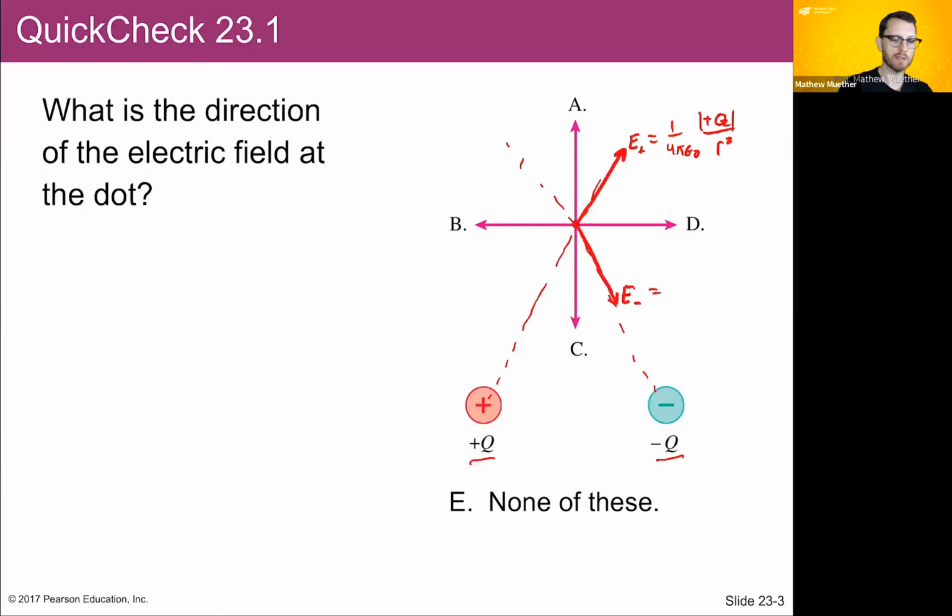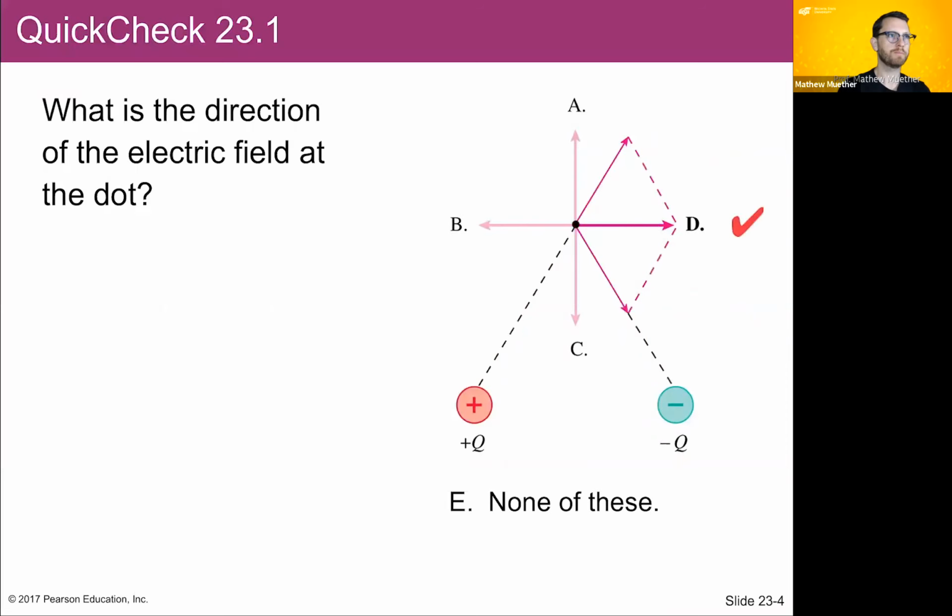This guy is also going to be 1 over 4 pi epsilon naught, magnitude of Q, right? If I just want the magnitude of that thing, divided by r squared, and those r's are the same in this example. So then to find the total electric field, I just sum these individual vectors, so I'm going to take E minus, line it up tip to tail with E plus, and I see that I get this vector D as the resulting force vector.